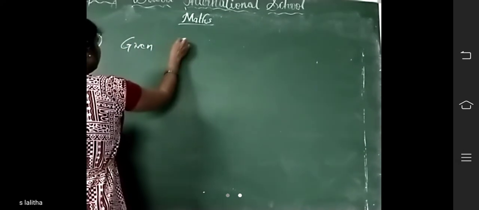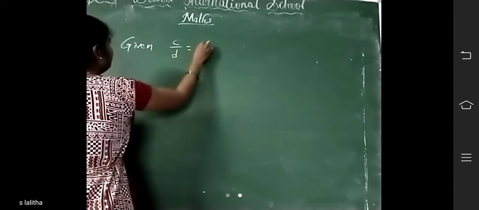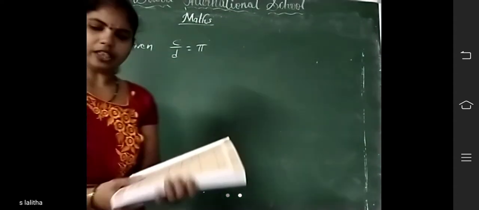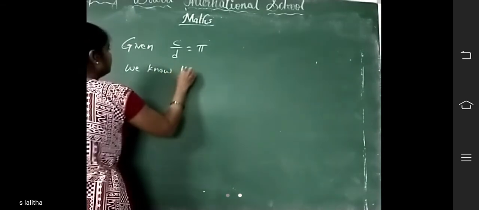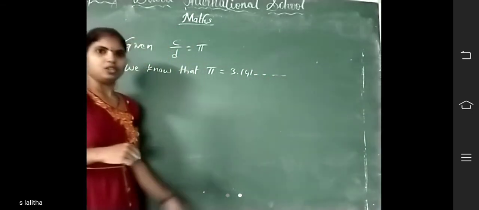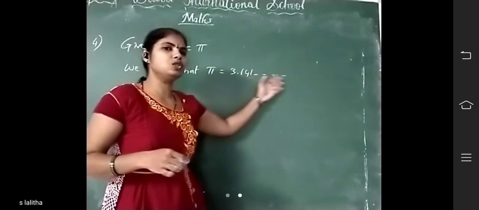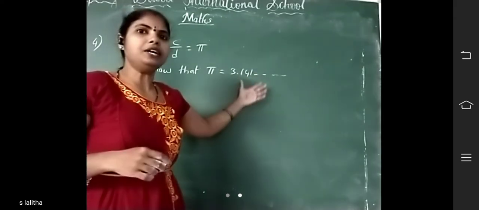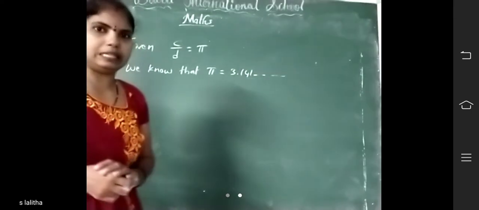So what is given here? Given C by D equal to pi. We know the pi value. What is the pi value? We know that pi equal to 3.141 and so on. So 3.141 and so on. It is a non-terminating, non-repeating decimal.